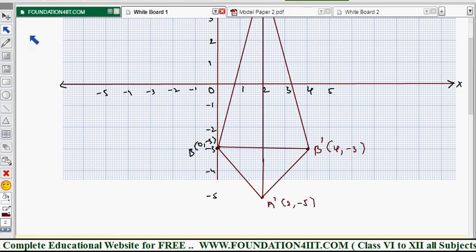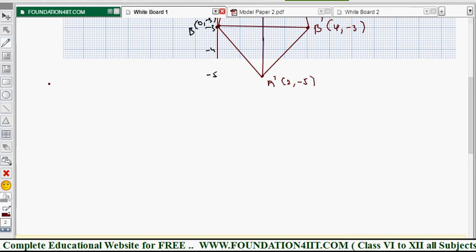And equation of BB dash easily you can say. Whenever a line is parallel to x-axis, for example BB dash is parallel to x-axis, that means y is equal to minus 3 because minus 3 here. Equation of x-axis y is equal to 0, equation of y-axis x is equal to 0. But equation of a line parallel to the x-axis at a distance of minus 3 means y is equal to minus 3. And when you take this diagonal, here x is equal to 2. Okay, this is all we can write.